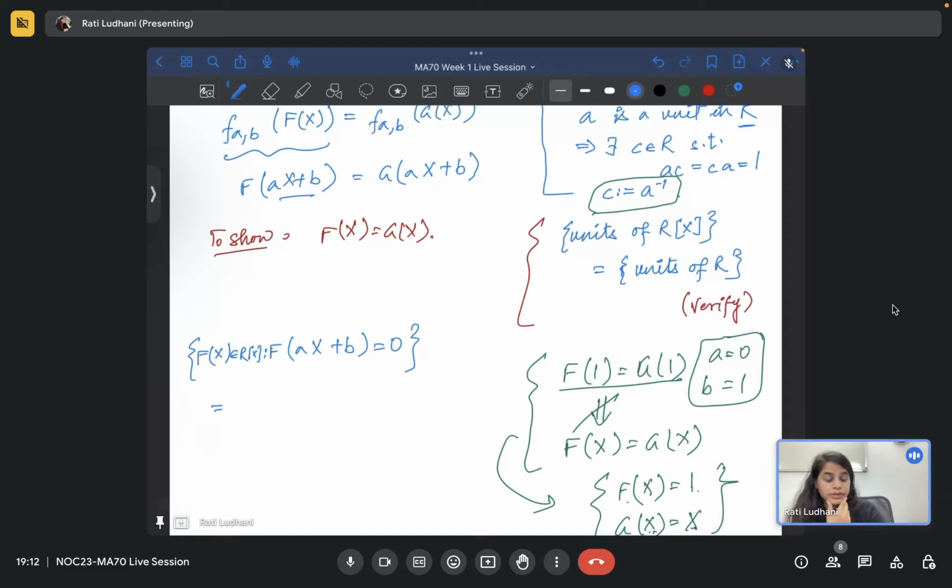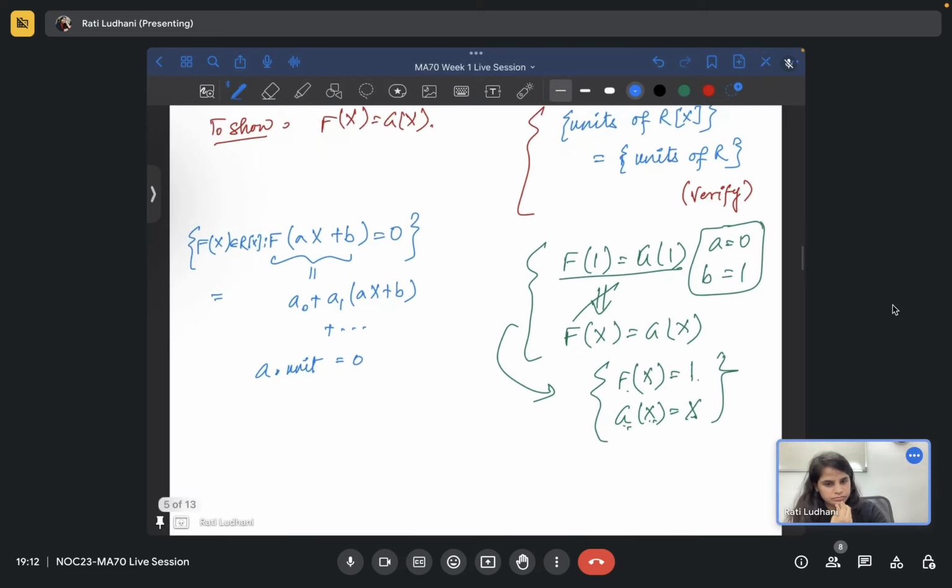So where did you use invertibility? I'm saying, suppose you take this: a times some unit equal to 0 means a equal to 0. A times unit equal to 0 means a equal to 0. Exactly.